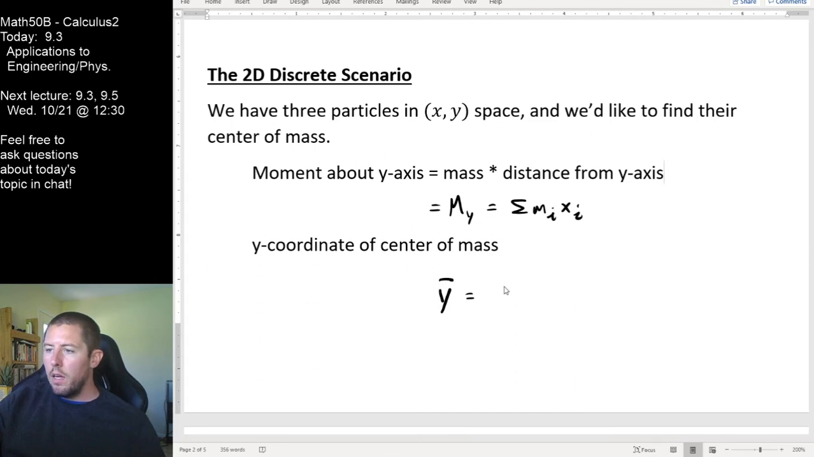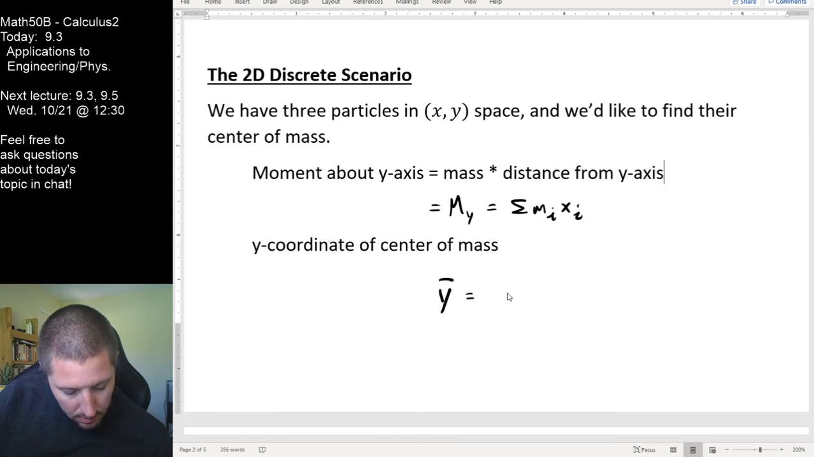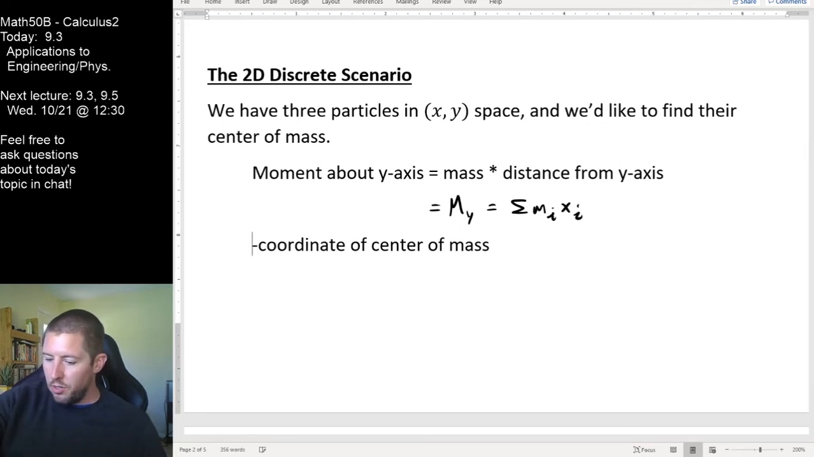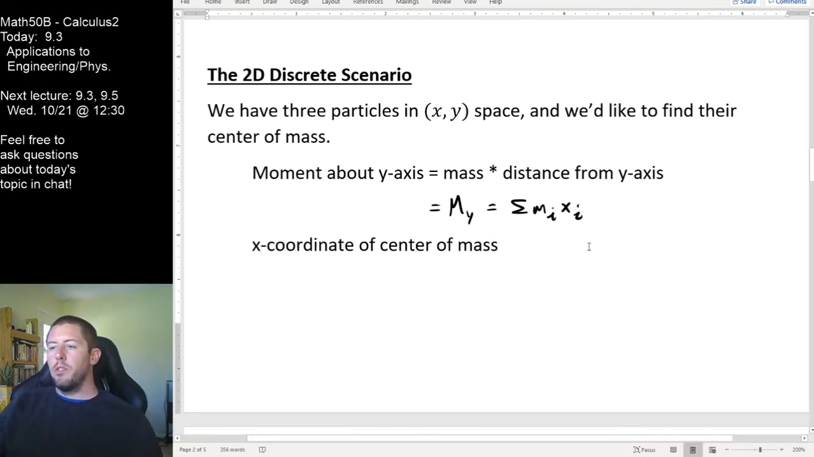Sorry, I'm getting my x's and my y's a little bit backwards right here. I think I actually phrased this poorly. What I'm going to do is change this to x coordinate, which is what this really should be. So notice what's happening here.